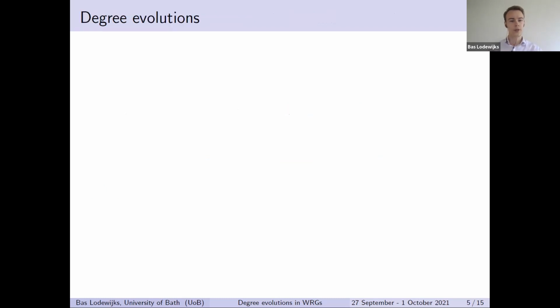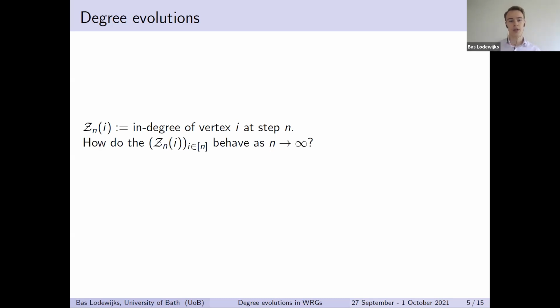So what we are interested in are degree evolutions. If we set Z_{n,i} to be the in-degree of vertex i at step n, when we have a graph of size n, then we are interested in how this vector of in-degrees behaves as n tends to infinity. And in this talk, I want to specifically discuss the maximum degree of the graph. What is its growth rate and what is its location? That is, what is the label of the vertices that attain the maximum degree?